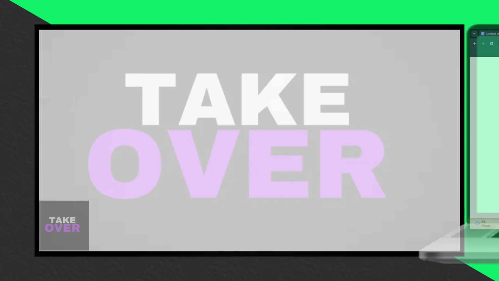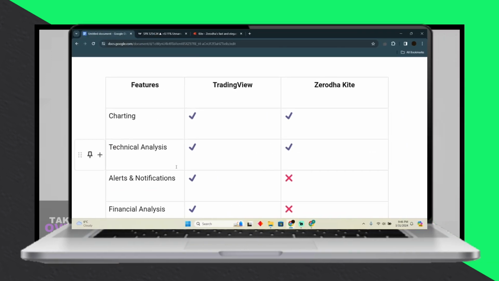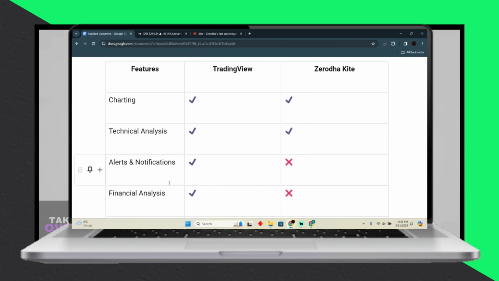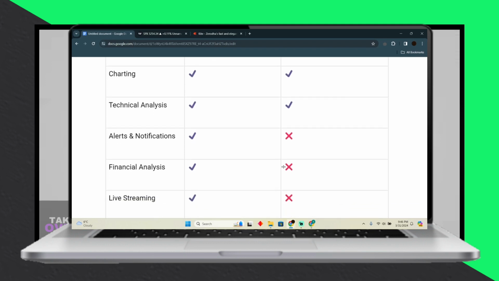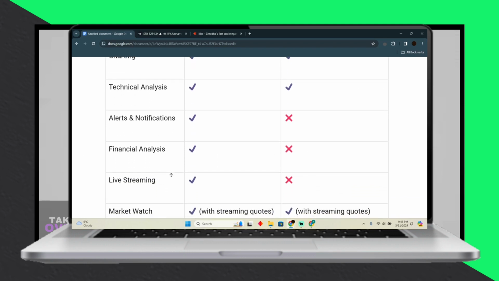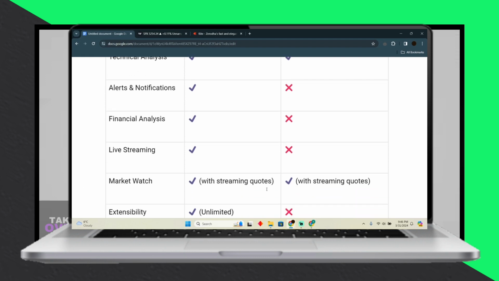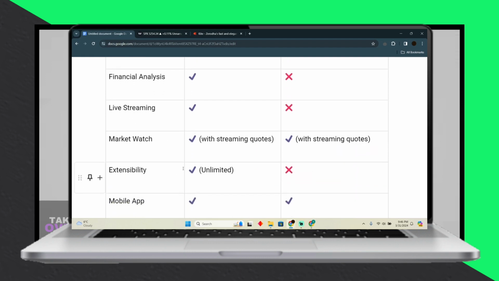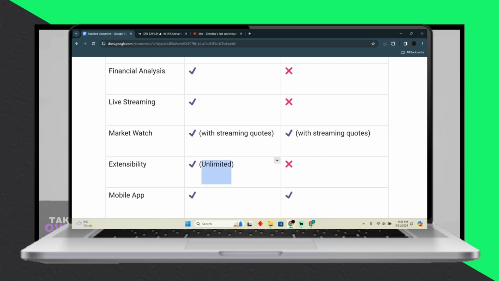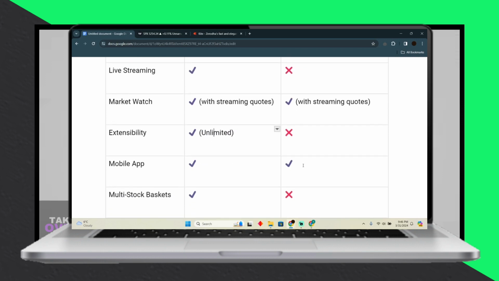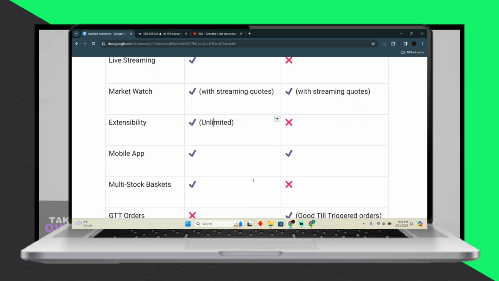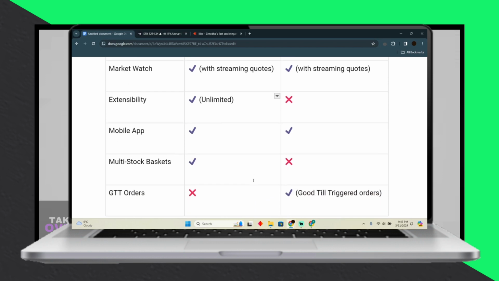For those interested in live streaming market data, TradingView emerges as the preferred choice, offering live streaming functionality to keep traders updated with the latest market information. Conversely, Zerodha Kite does not offer live streaming capabilities. Both platforms excel in providing market watch functionalities with streaming codes, allowing users to monitor multiple securities simultaneously.